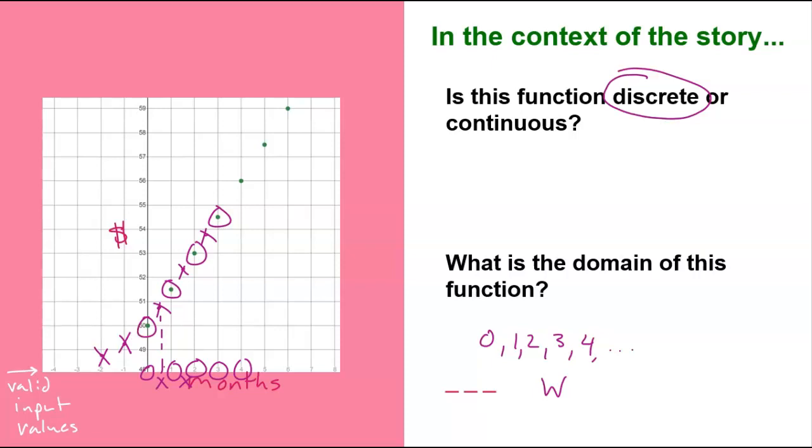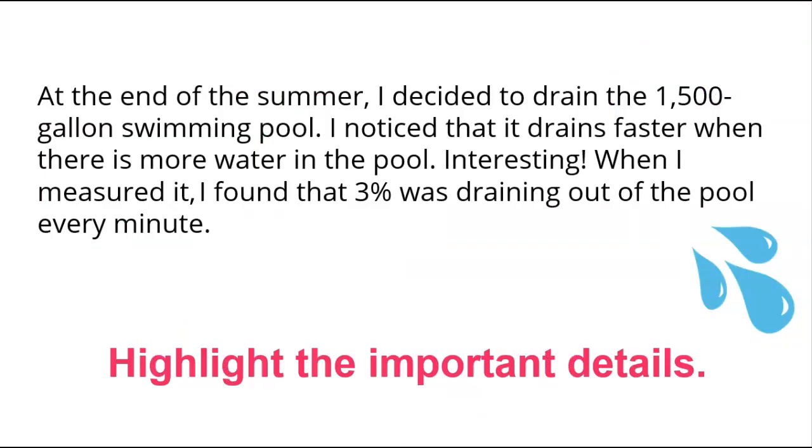Let's look at one more example. At the end of the summer, I decide to drain the 1,500-gallon swimming pool. I notice that it drains faster when there is more water in the pool. Interesting. So when I measured it, I found that 3% was draining out of the pool every minute. So it's decreasing by 3% each minute.